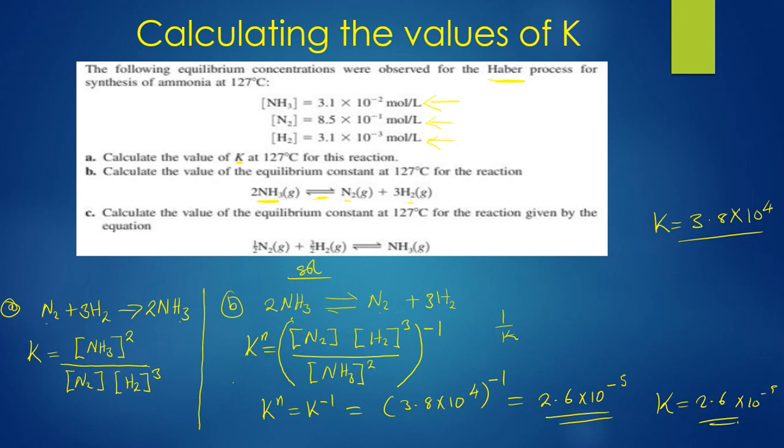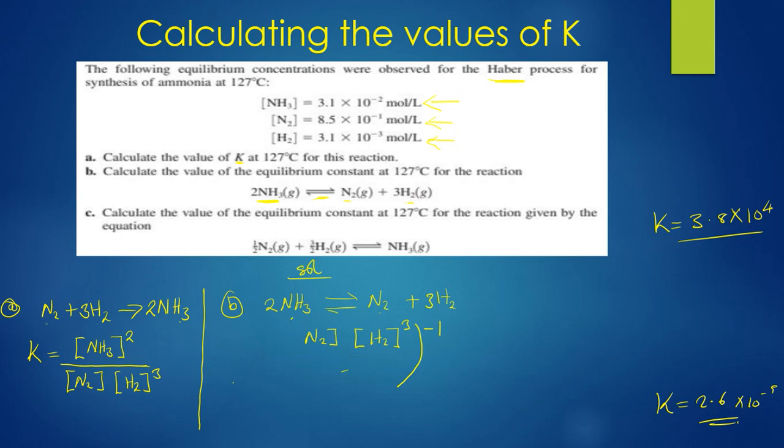Now let's work out the other question, question 3. What is question 3 asking us to find? For question 3, the question is saying calculate the value of the equilibrium constant at 127 degrees Celsius for the reaction given by the equation.